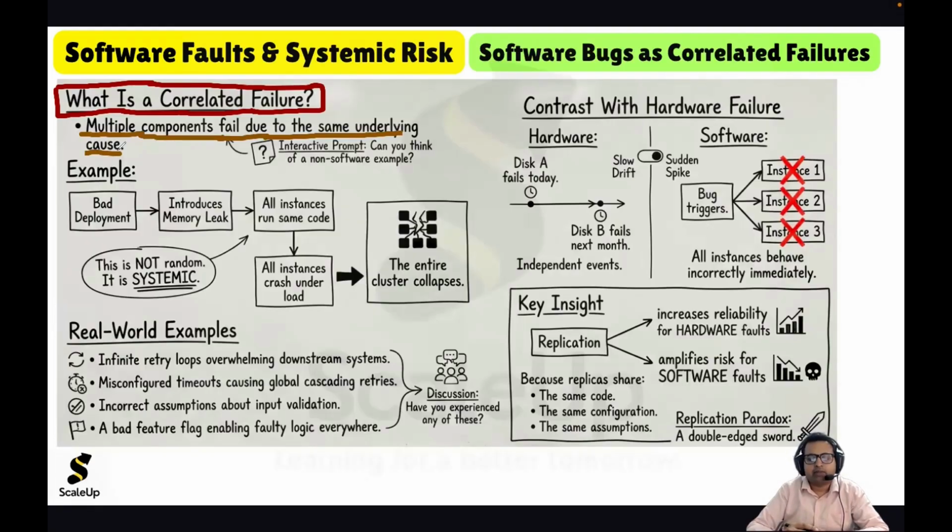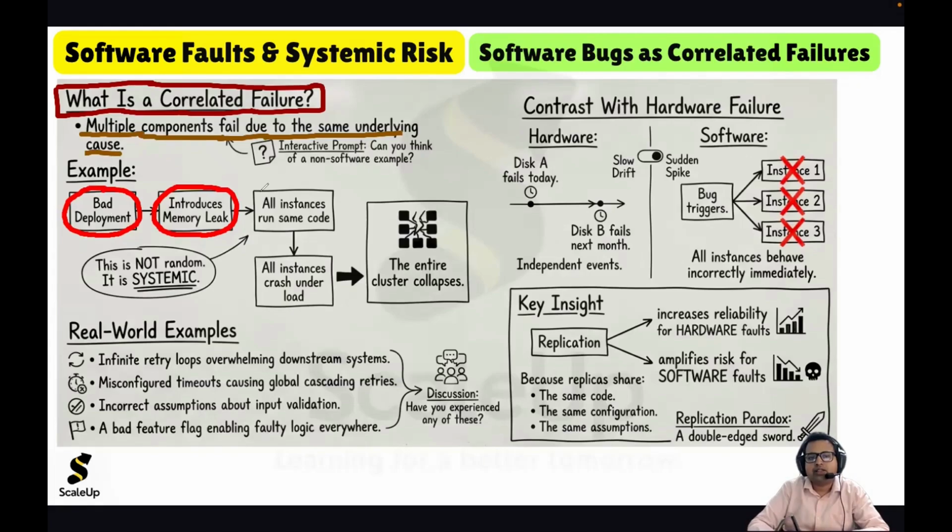Let us look at an example. Let us suppose we have a bad deployment. Because of the bad deployment, it introduced a memory leak. So a bad deployment introduces a memory leak in the system. Now the idea is that this deployment will be migrated to all the nodes, because we know that we maintain redundant copies, redundant nodes running the same code. So this deployment will be migrated to all the nodes. So the memory leak will be introduced in all the nodes.